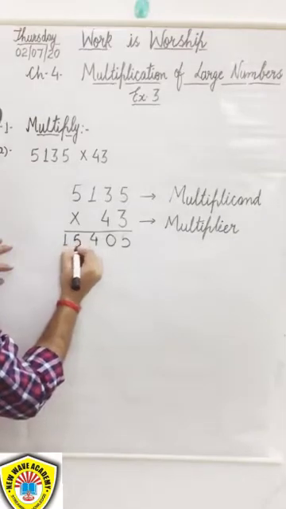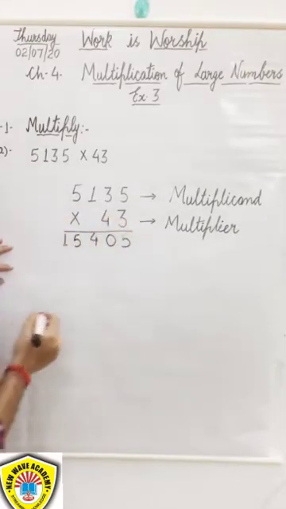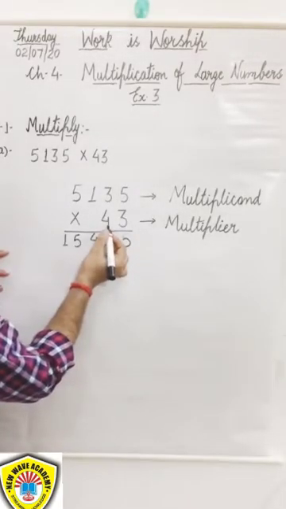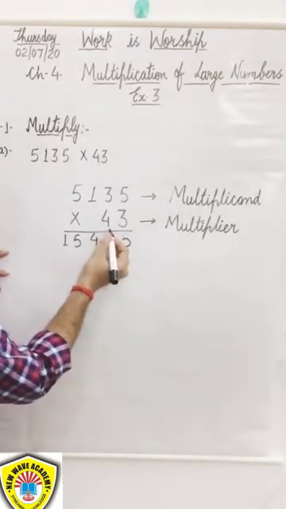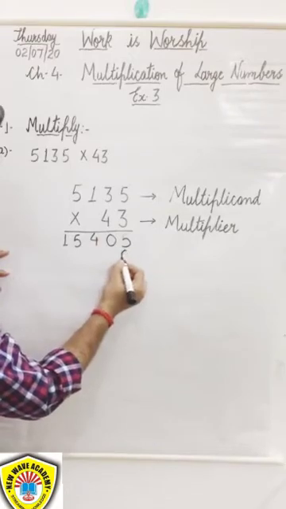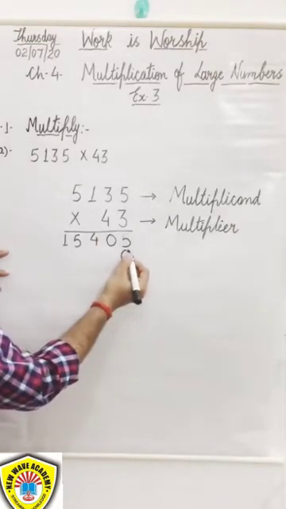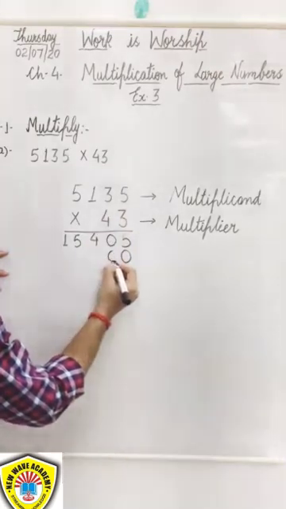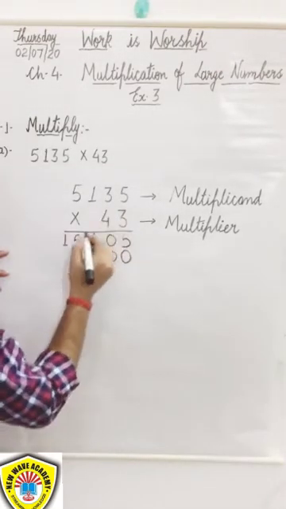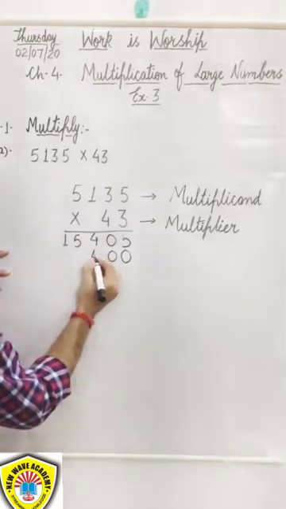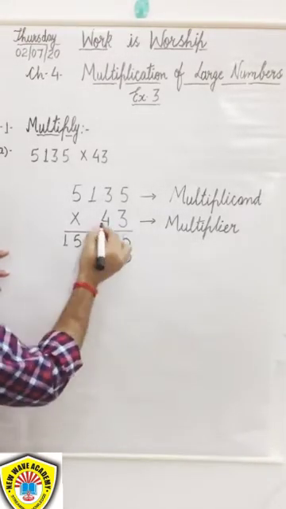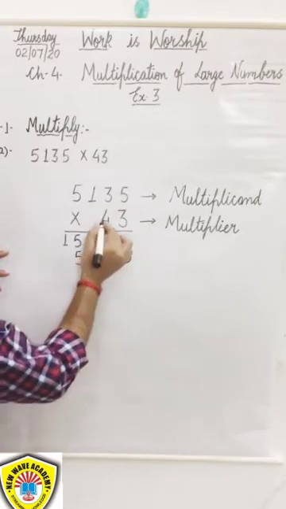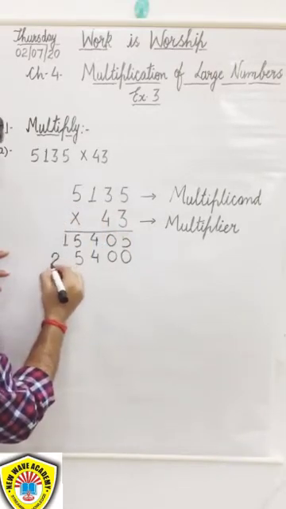Okay, now come to the next number. Here is 4 which is on the tens place, so we will start from the tens place and we put a 0 on this place. Okay, so 4 5s are 20, 2 carry, 4 3s are 12 plus 2 is 14, then 4 write, 1 carry, 4 1s are 4 plus 1 is 5, and 4 5s are 20.